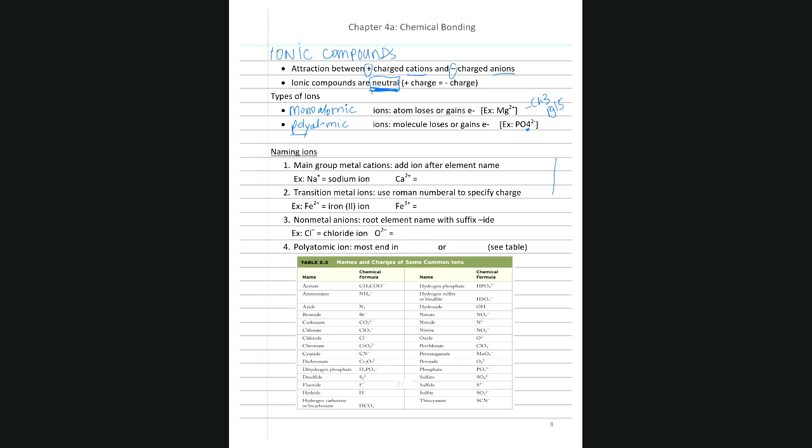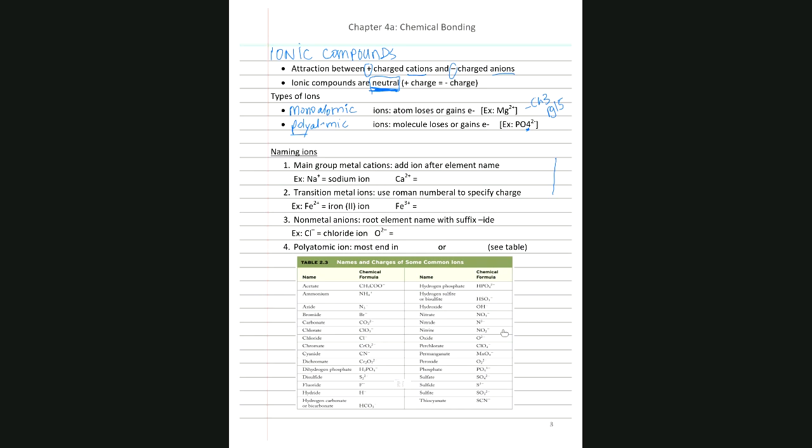So there's a whole table here, and I also posted this table next to the notes, so you could print it off separately and have it for yourself. I don't make students memorize this. I always provide it on tests. But it's still good to really familiarize yourself with it.